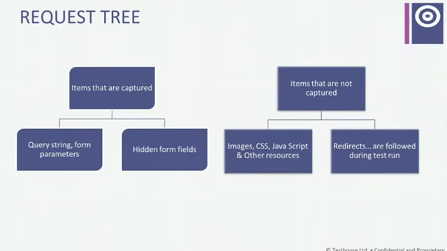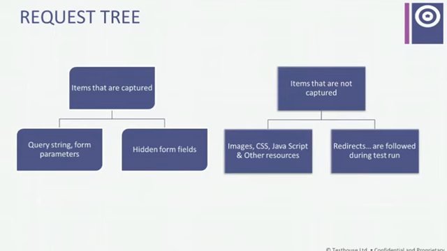Some of the things that are captured or are not captured when you run your test. Things that are captured are query strings and form parameters, things that actually drive the website, things that the server needs to know to actually make a decision about what information to send back or what pages to send back. So that's very important. Obviously, that is captured. Also, hidden form fields are captured as well. So if that's included in the website, they are captured and can be looked at.